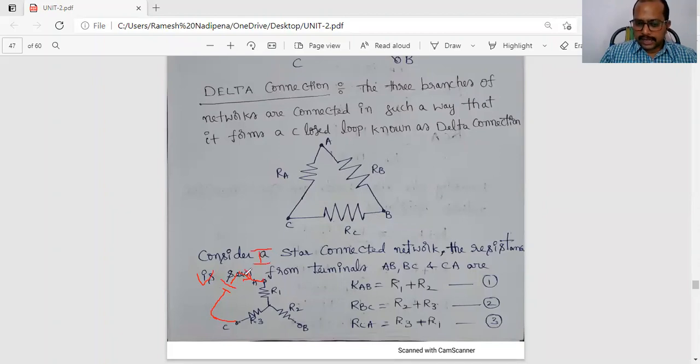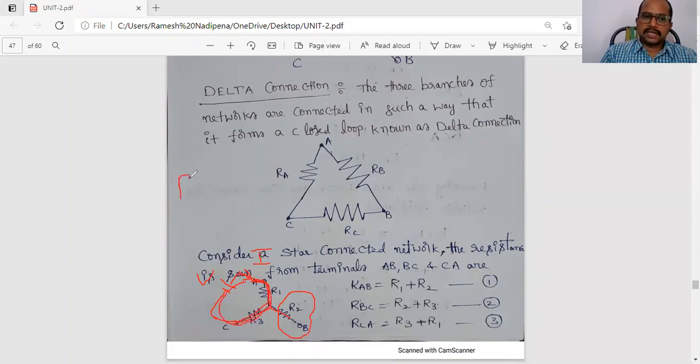Now this current passes through R1 as well as R3. It does not pass through R2. The reason is that terminal B is open. This resistor is in air, and there is no closed path here. That means the current flows like this only.